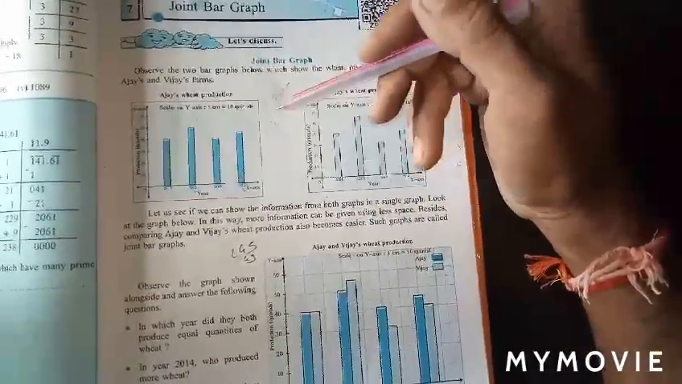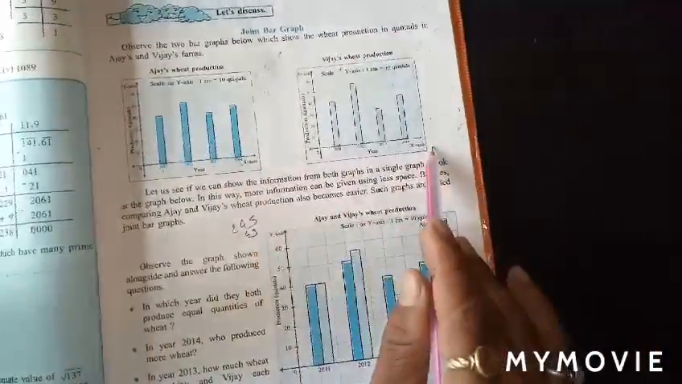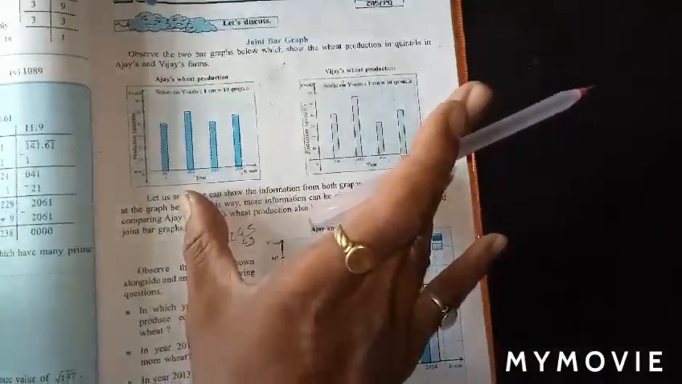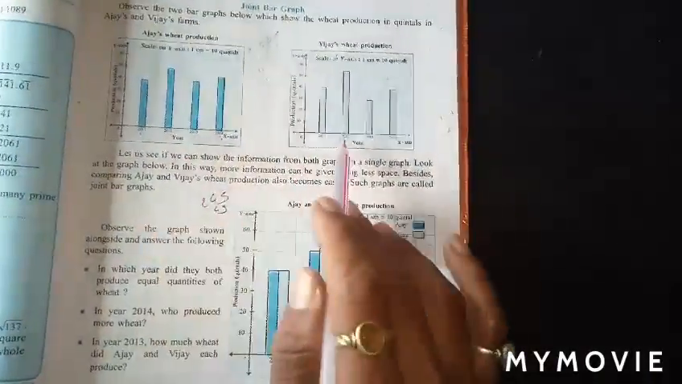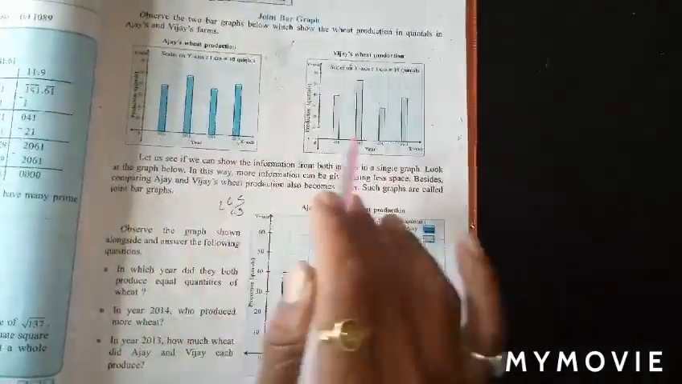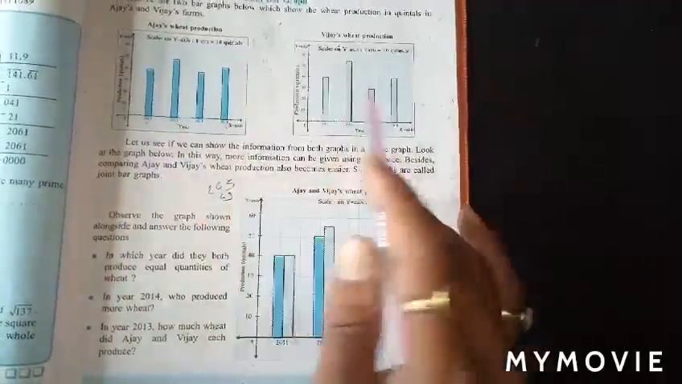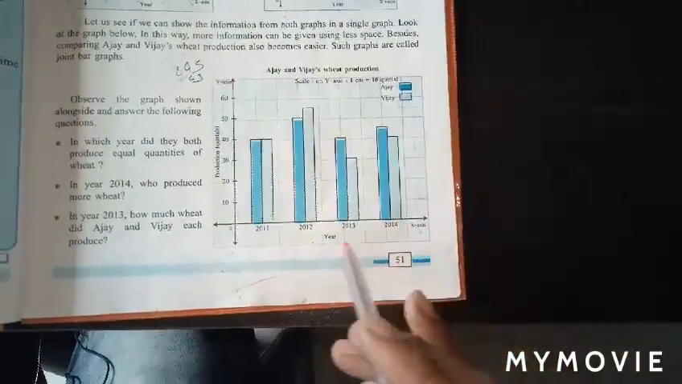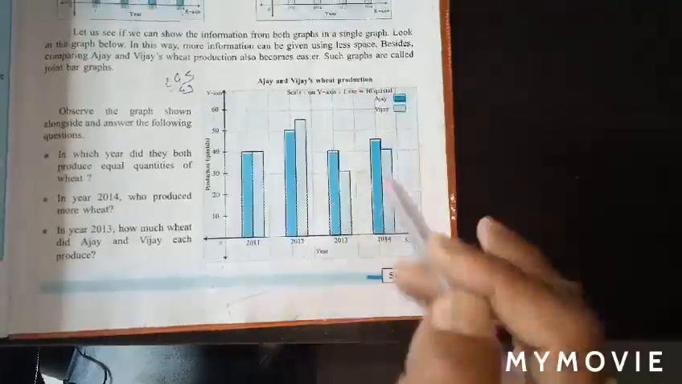So can we join these two bar graphs? See, the x-axis for both is the same, and the scale chosen on the y-axis is also the same. So can we draw both of these separate graphs on the same graph paper? What are these separate bars representing here? They are a comparison. We can compare the wheat production of Ajay and Vijay for the different years. So on the same graph we can show the comparison of Ajay's and Vijay's wheat production.